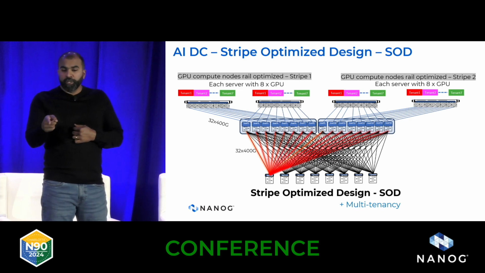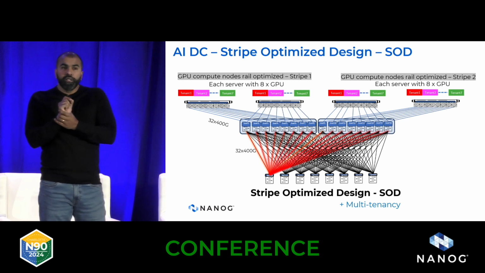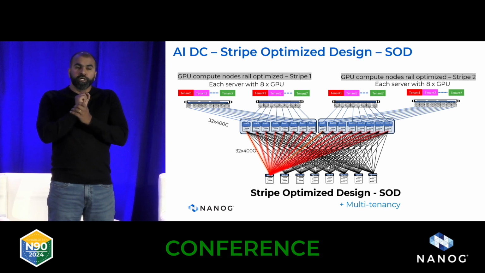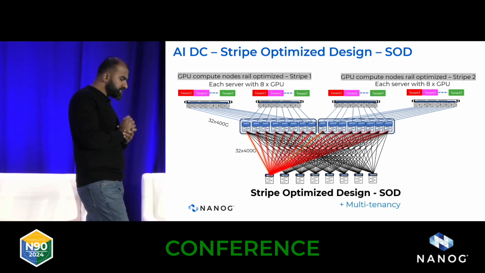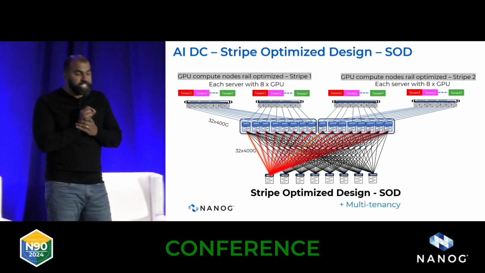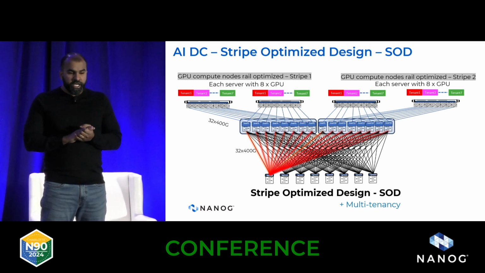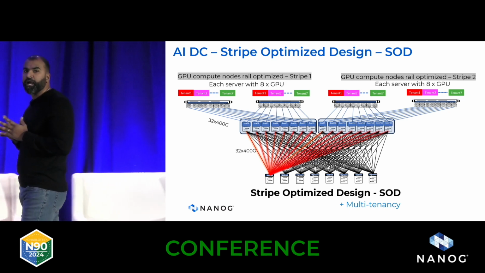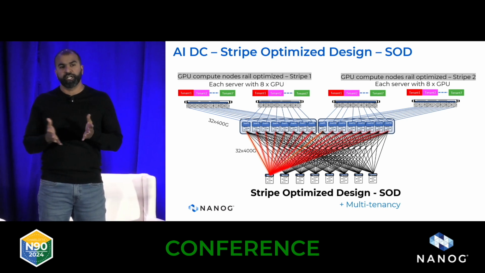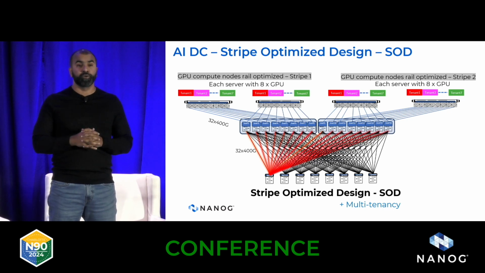If you notice properly in this diagram, all the GPUs from different servers connect to different leaves, which means each GPU connects with one leaf out of 8 leaves. If any failure happens, the churn of the network will be high. That's one of the disadvantages in the rail optimized design, I would say the stripe optimized design.